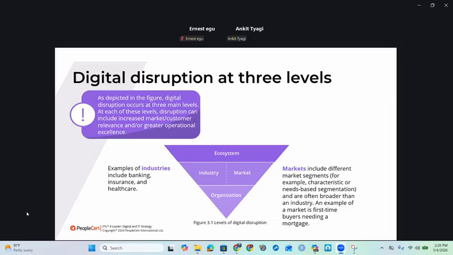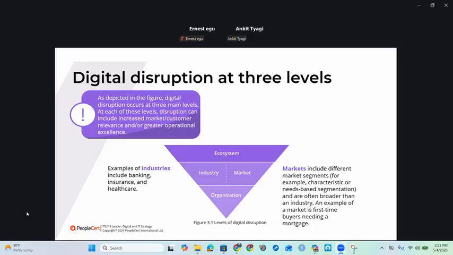Now, how can we differentiate between these three levels? Take an example. When cloud services were invented, it must have started at one organization, right? It could be AWS, Google, or Microsoft. They must have started it at an organizational level. Slowly and gradually, it got adopted by different industries within different markets, and now it has become an ecosystem level disruption, with multiple markets and industries adopting it. So a small change at an organizational level can have an impact on the ecosystem.